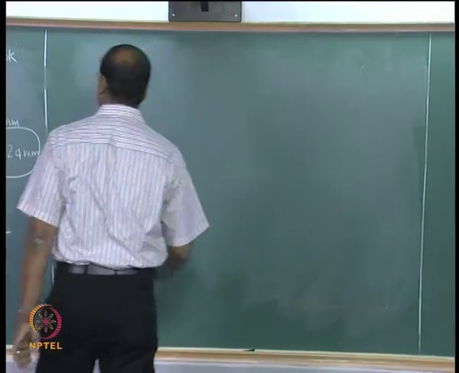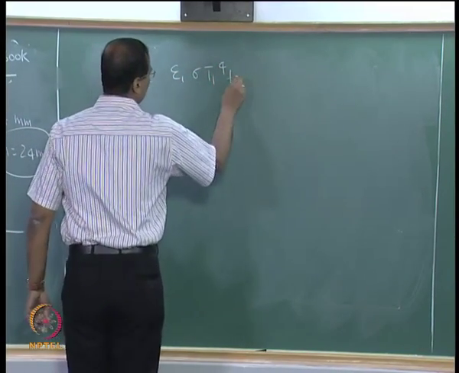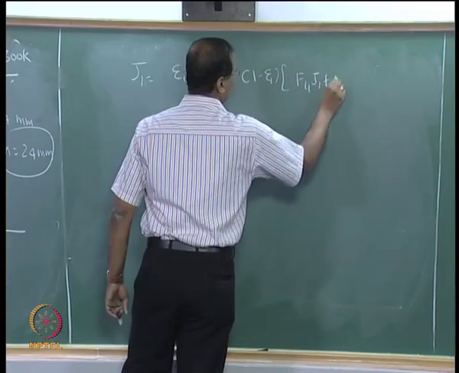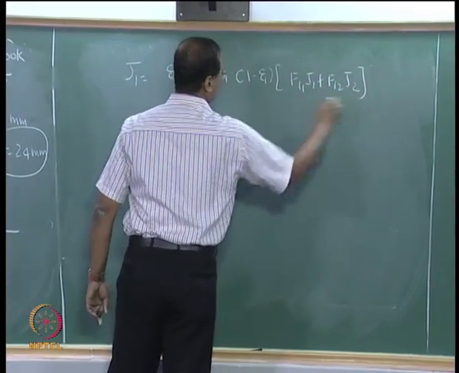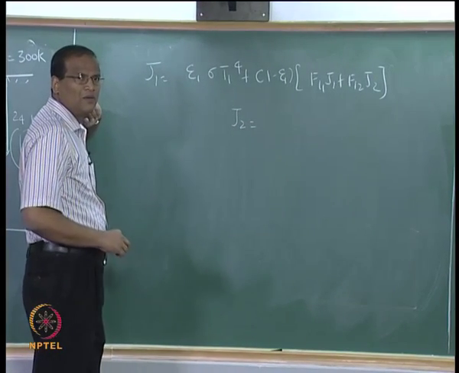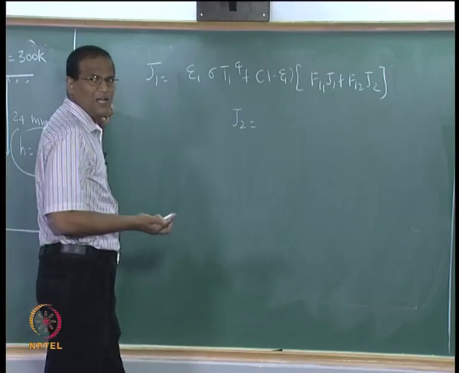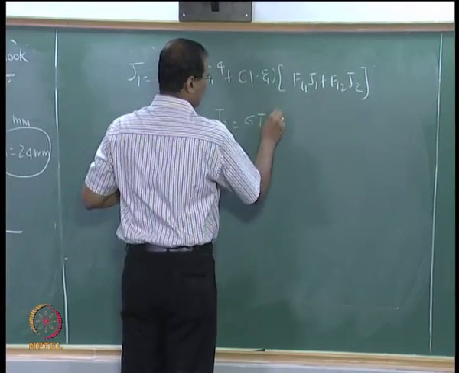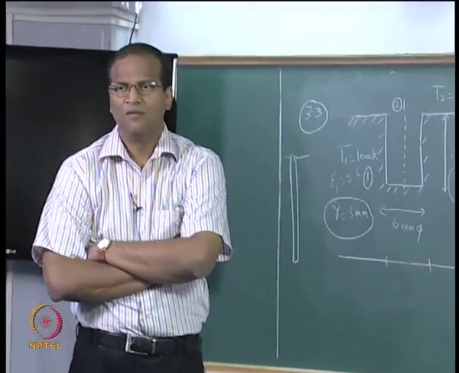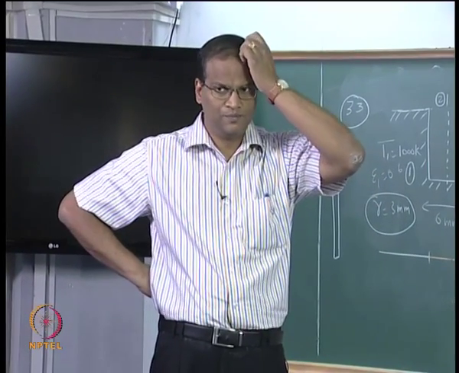we write the radiosity relations J1. What is J2? J2 is a black body at T infinity. Sigma T2 to the 4, 459.3. What is the value? 5.67 10 to the minus 8 into 300 to the power 4.